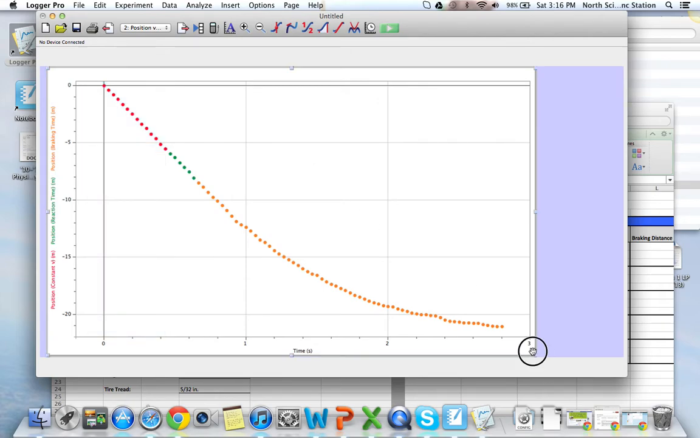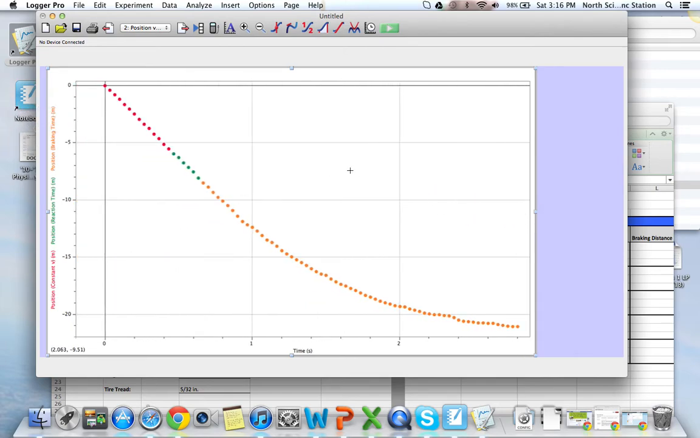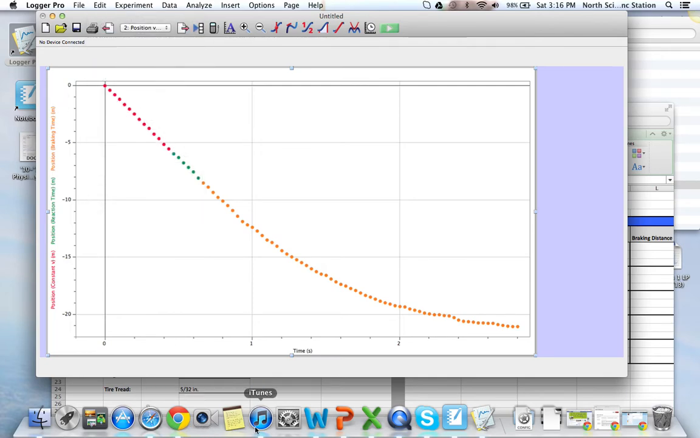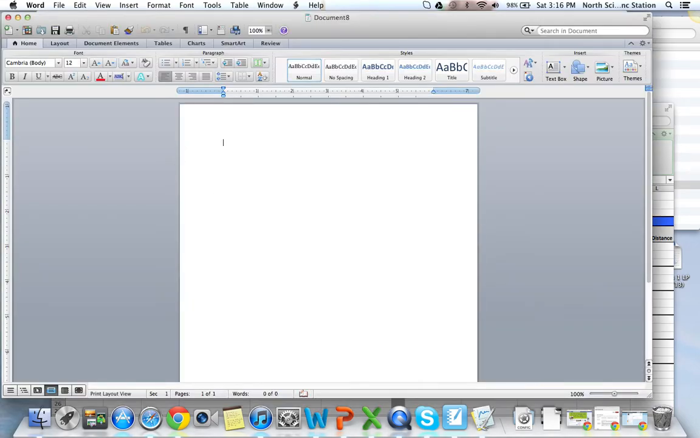If you want to copy this graph, I think you can click on this graph. If you click on this graph and click and drag, oh no, that didn't work. If you click on the graph and you go Edit, Copy, you should be able to copy your graph. So for example, if I'm in Word or whatever document, I should be able to paste it right in. There's my graph. So if you need to get graphs, that's the best way of doing it. Click on the graph, copy it, and just paste it right in.